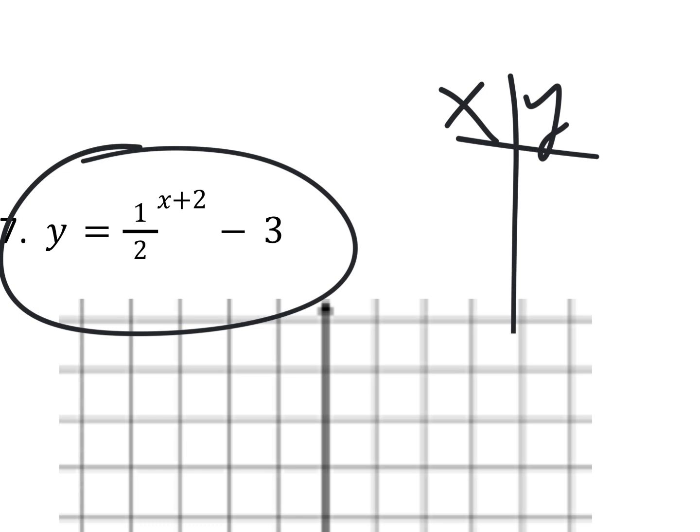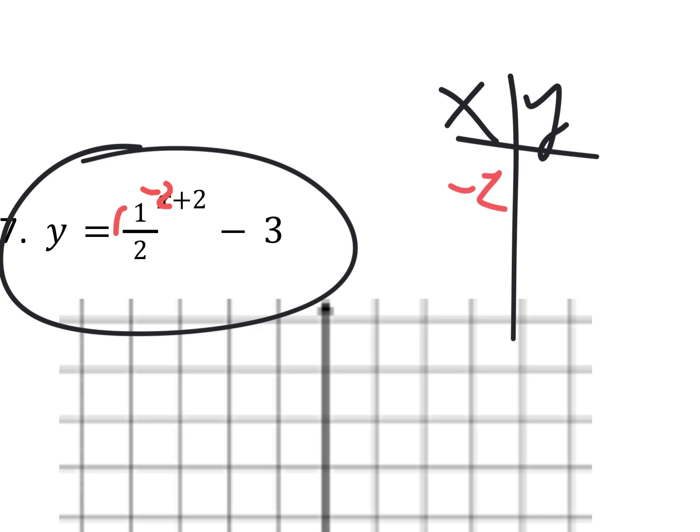You can put in any number you want, but don't just say, well, I'm going to put in 1, because then all of a sudden you have to do 1/2 to the 3rd power. That's really hard. So pick something easier. Like, what if I put in -2? That would be very strategic.